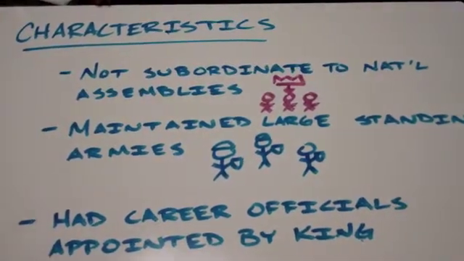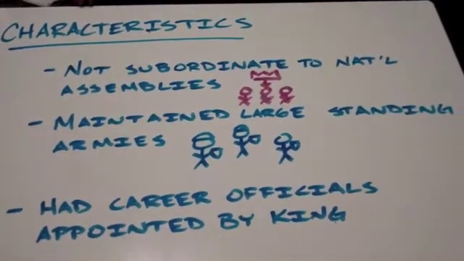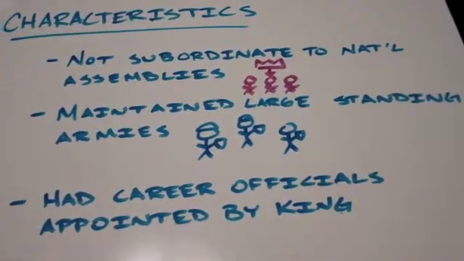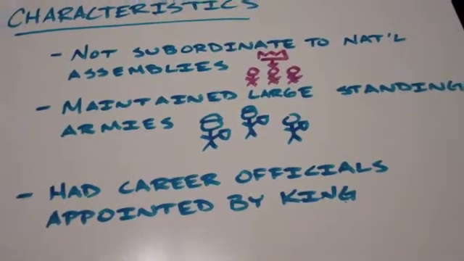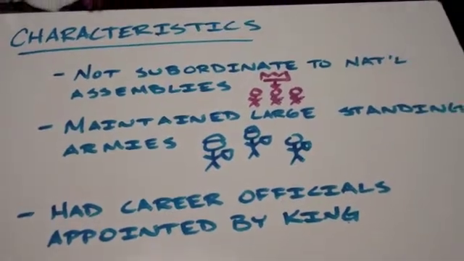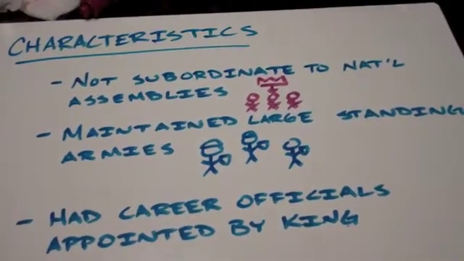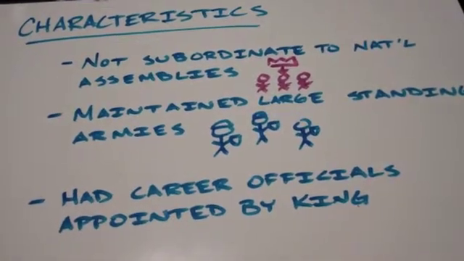They maintain large standing armies. These things cost money, and they have the money to pay them. So this also does away with the nobility maintaining armies, because the king has an army. He doesn't need the nobility's army. He doesn't need to hire mercenaries. He has his own men that are loyal and subject to him.